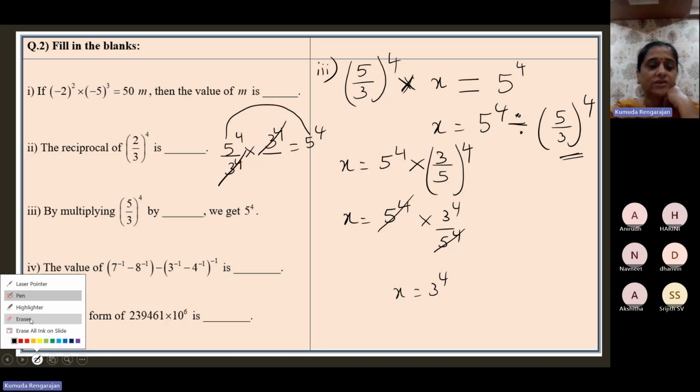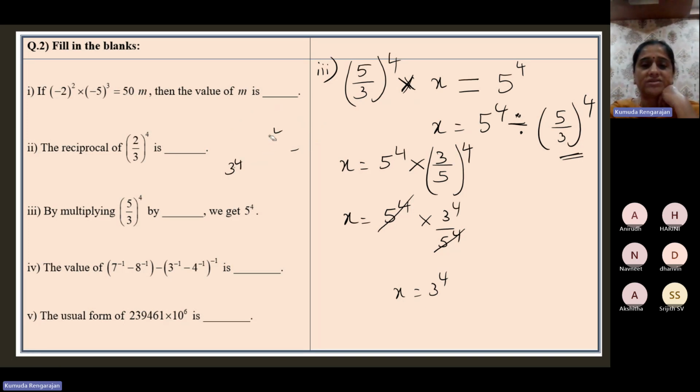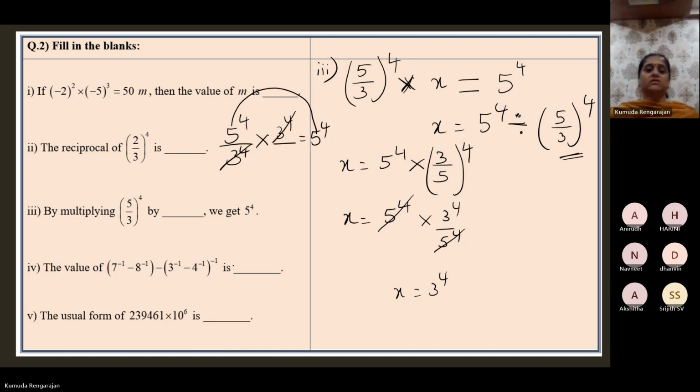Because it's fill in the blanks, you don't have to show the elaborate steps. You can just do it in a method to get the answer. So there's nothing but 5 to the power 4 by 3 to the power 4. This should be multiplied by what, so that you get the answer as 5 to the power 4? This one, as it is, is not there in the result. You want to remove this, so you should multiply by 3 to the power 4. Then they'll get cancelled. So the answer is 3 to the power 4.